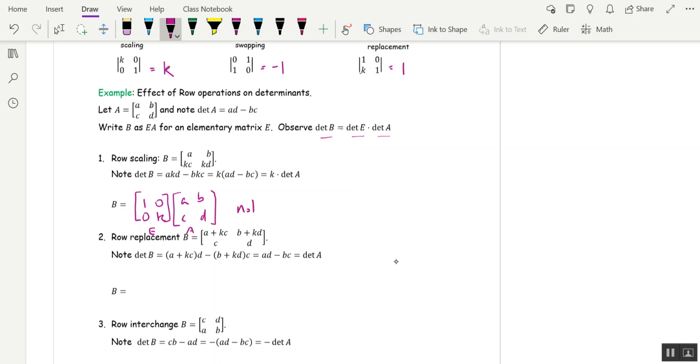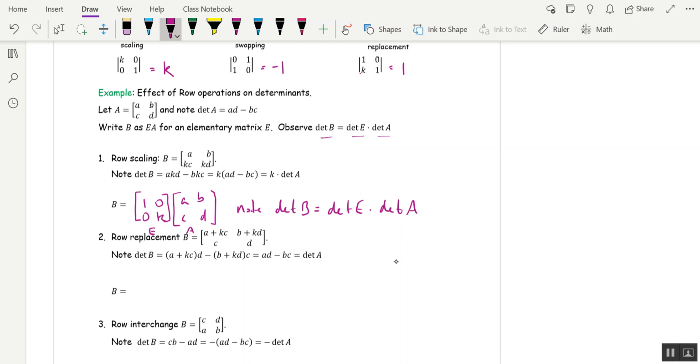Note, the determinant of B is the determinant of E, which is k, times the determinant of A. Because the determinant of A is AD minus BC, and the determinant of this guy is k.